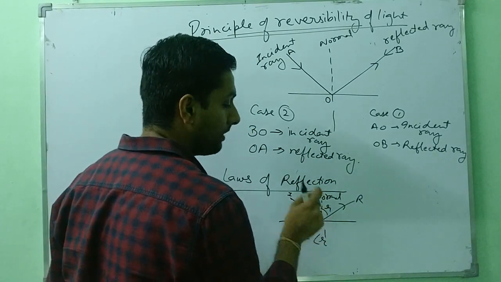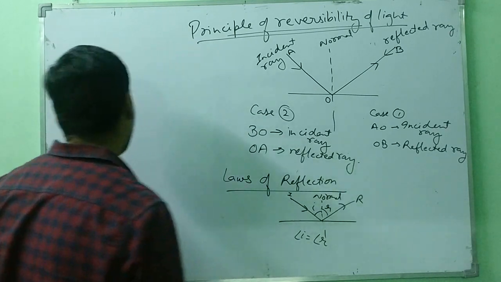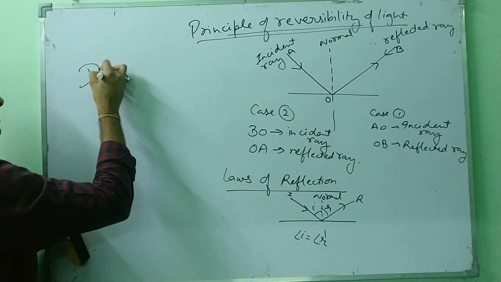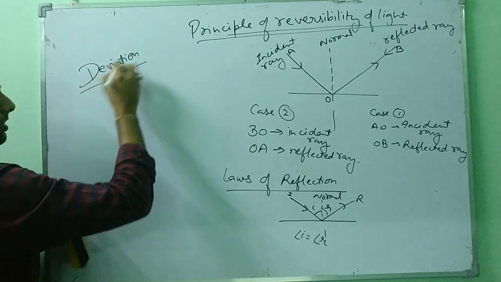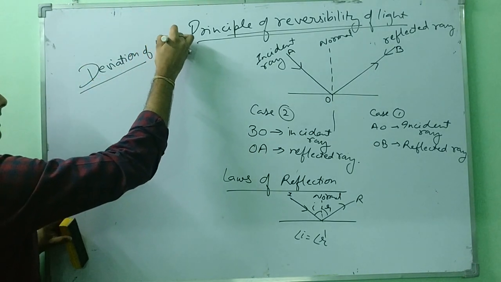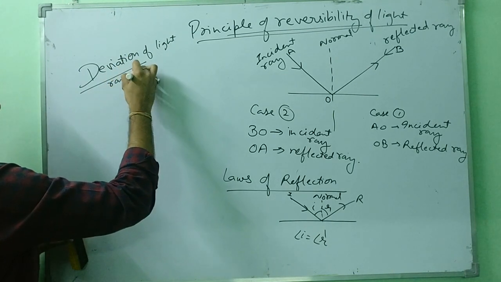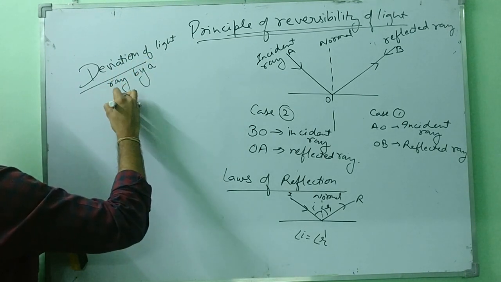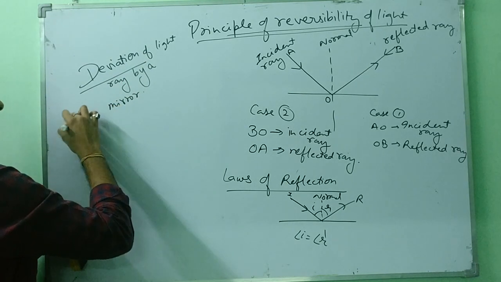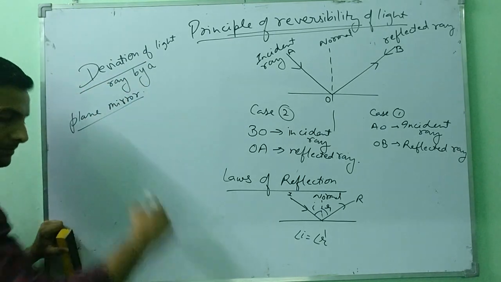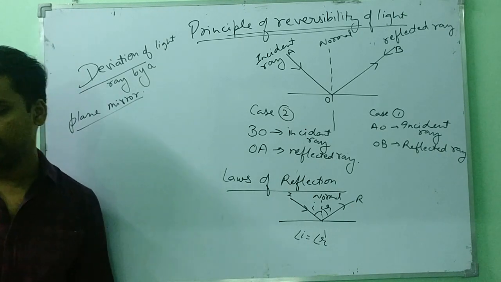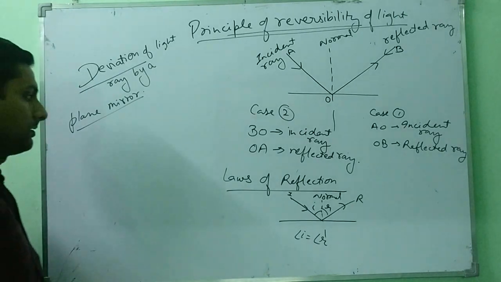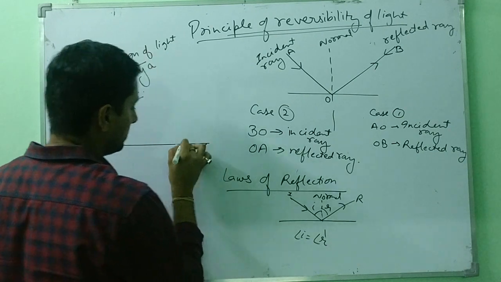Now, where can we use this concept? Actually, we have to learn about the deviation of a light ray by a mirror. Generally, it is a plane mirror. So, how can we talk about the deviation that is produced by a plane mirror? Let us suppose this is a plane mirror.